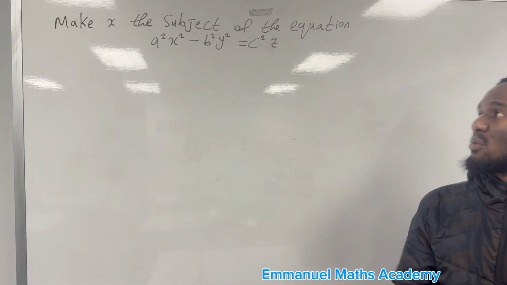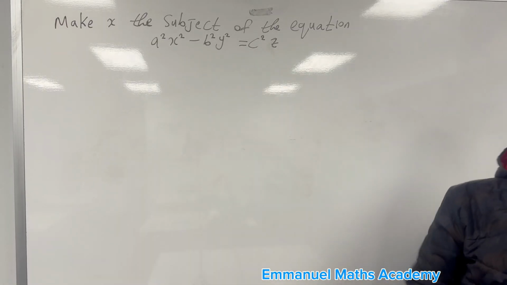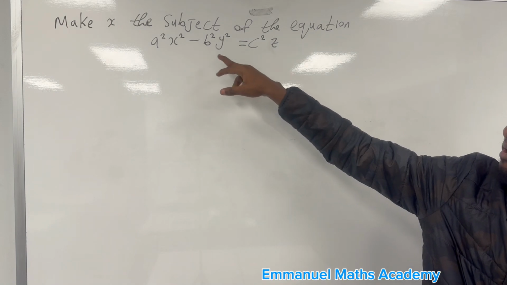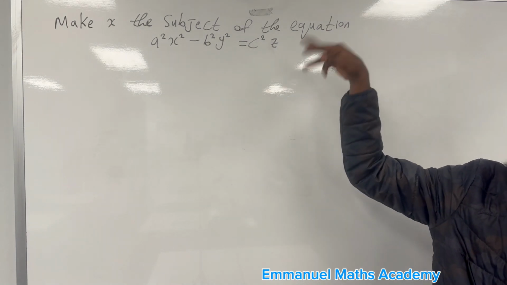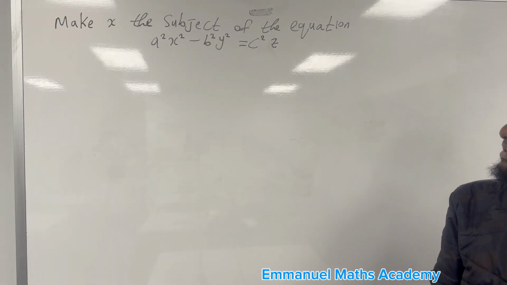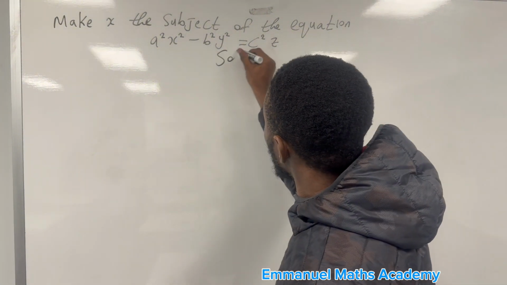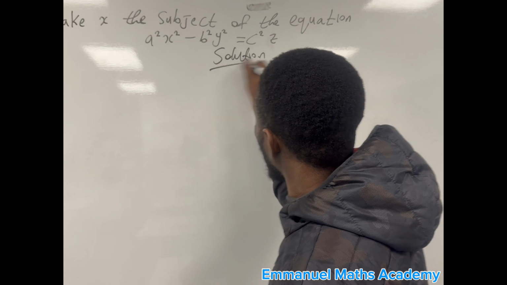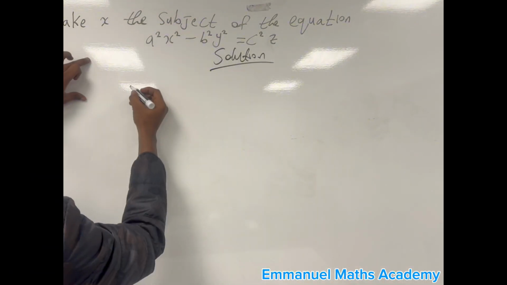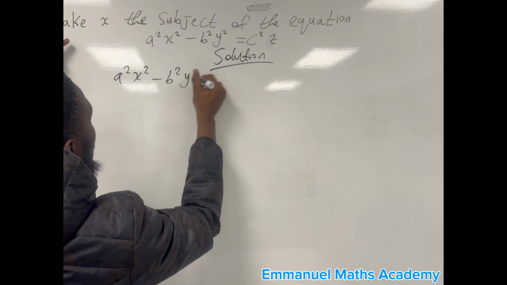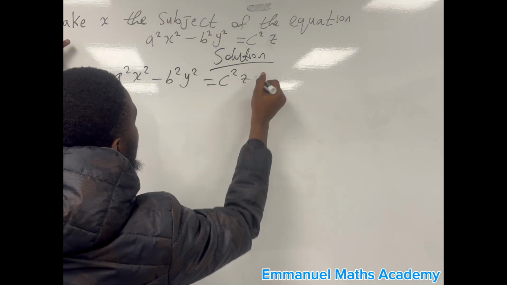Hello, so quickly we want to make x the subject of this equation, right? So we have a squared x squared minus b squared y squared equal to c squared z. So we want to make x the subject of this equation. So from this, let me write it out first: a squared x squared minus b squared y squared equal to c squared z.